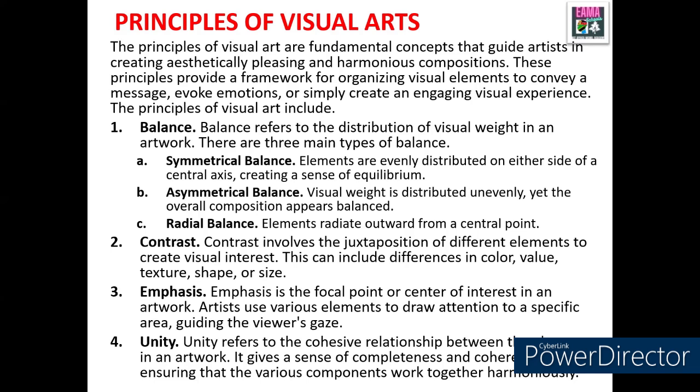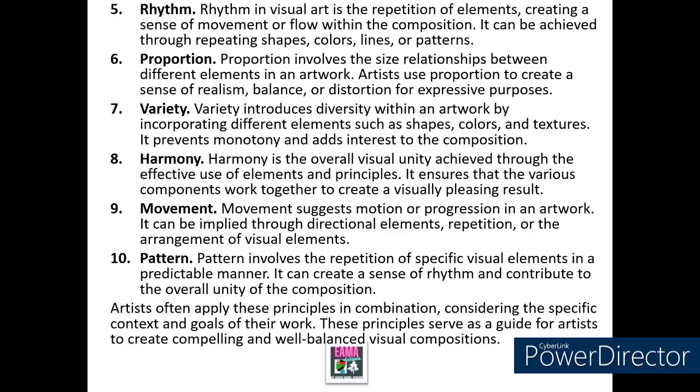4. Unity. Unity refers to the cohesive relationship between the elements in an artwork. It gives a sense of completeness and coherence, ensuring that the various components work together harmoniously. 5. Rhythm. Rhythm in visual art is the repetition of elements, creating a sense of movement or flow within the composition. It can be achieved through repeating shapes, colors, lines, or patterns.